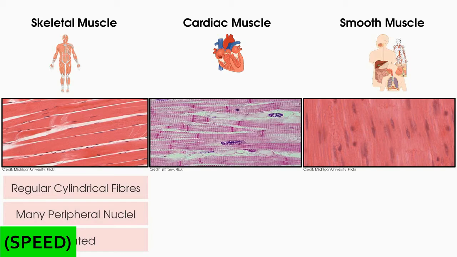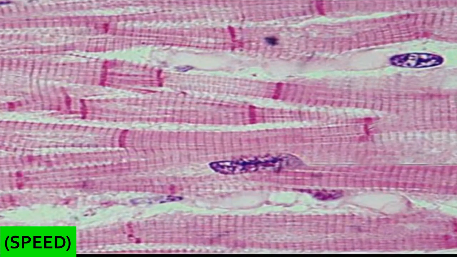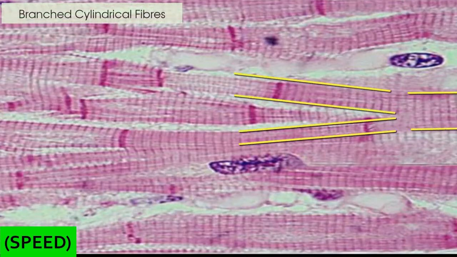Secondly, we have cardiac muscle. If we take a look at what that looks like, it's quite similar to skeletal muscle. It looks quite organised, and it has that same cylindrical set of fibres if you saw it in 3D, but the key difference initially is that these fibres are branched, and I'm going to draw that on so you can see what I'm talking about.